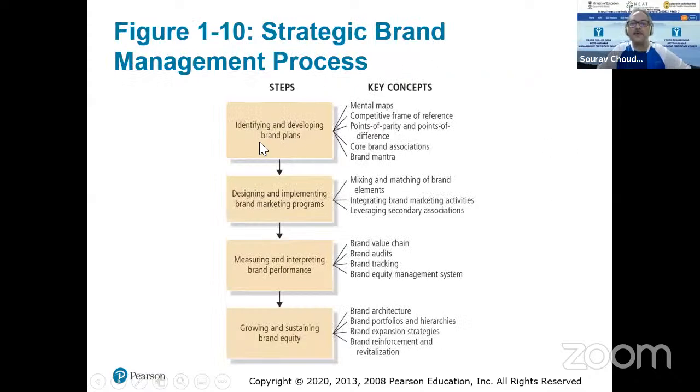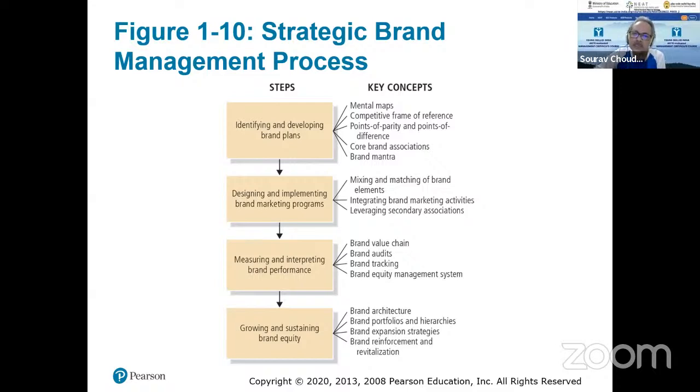And strategic brand management process involves all these steps: identifying and developing the brand plans, designing and implementing the brand marketing programs, measuring and interpreting, and finally growing. So each one of them has key concepts, basically identifying is mental map. Okay. Mental map is basically how do you create your presence in the minds of consumers. Competitive frame of reference. उस ब्रांड का competitive frame of reference क्या है? आसपास में क्या दिखता है और competition क्या बोलता है? Okay. Point of parity and point of difference. What is the similarity with another competitor and what is the difference with them?